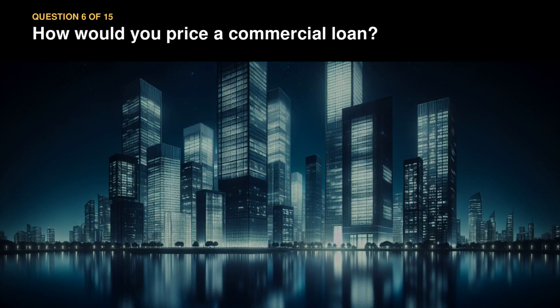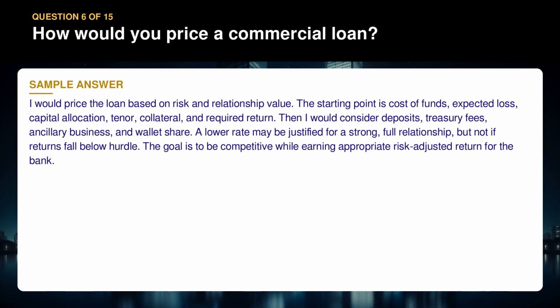Question 6. How would you price a commercial loan? I would price the loan based on risk and relationship value. The starting point is cost of funds, expected loss, capital allocation, tenor, collateral, and required return. Then I would consider deposits, treasury fees, ancillary business, and wallet share. A lower rate may be justified for a strong, full relationship, but not if returns fall below hurdle. The goal is to be competitive while earning appropriate risk-adjusted return for the bank.